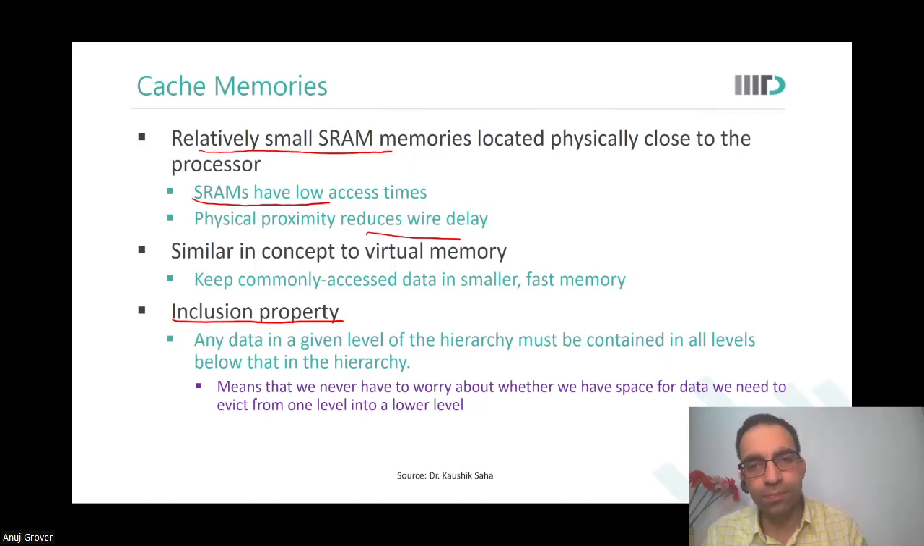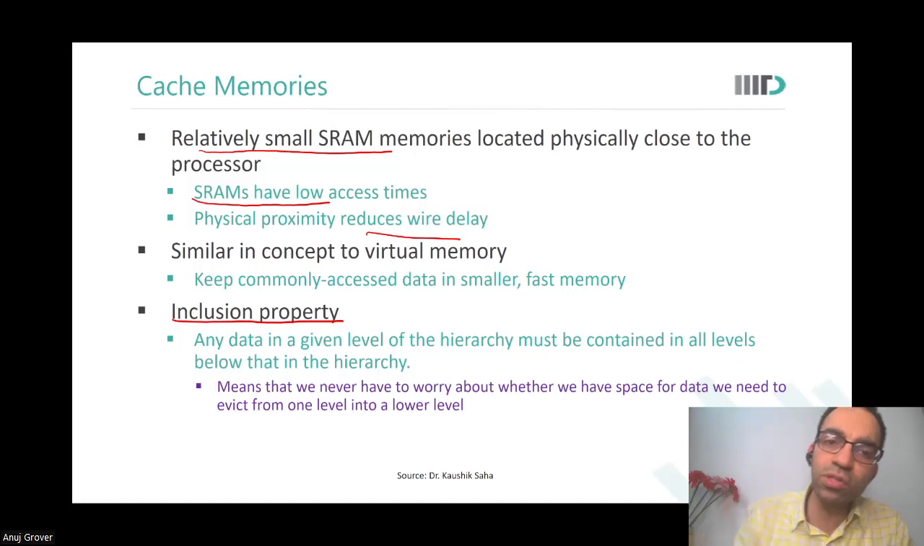Sir, by this line, physical proximity reduces wire delay, what are we trying to say? So the wire delays are reduced, what would happen? Access would be faster. Yes, if I reduce the wire delays, the access would be faster. The purpose of using a small SRAM was also the same thing: because it's a small SRAM, not the full DRAM, the access times are shorter, much smaller. So you are overall able to access the content much faster.